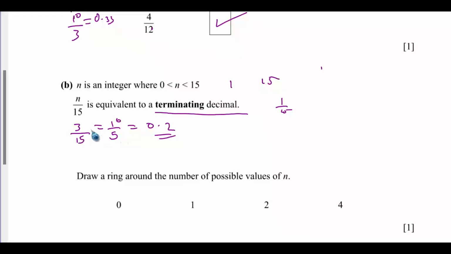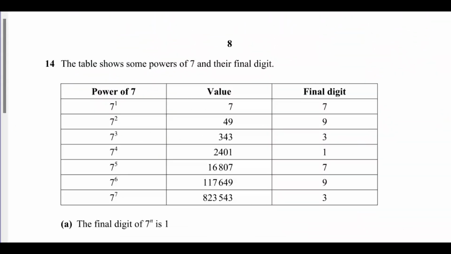Then in order to save your time, you can just get multiples of 3. Since you have 3 out of 15, the next multiple of 3 will be 6. So 6 out of 15 will be possible. The next one will be 9 out of 15. The last one will be 12 out of 15. All these will give you a terminating decimal number. So this will be the correct option here. So let's go to the next question. That will be question 14.